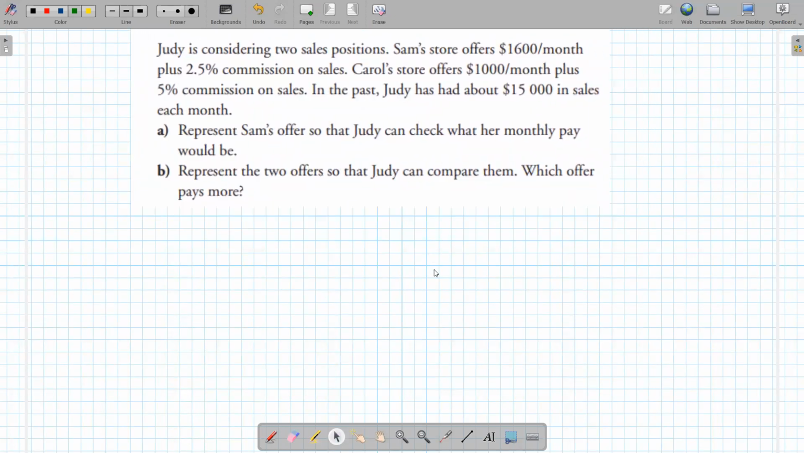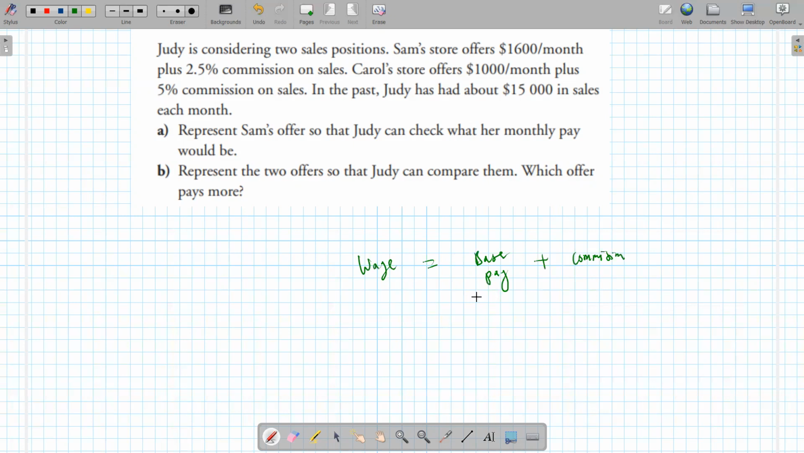Okay, so there's two positions that Judy can take. The first store, Sam's, offers $1,600 a month plus 2.5% on commissions. Okay, now we're talking about her combined wages. So the wage, how it works is you get a base pay. Okay, this doesn't happen in every job. This happens a lot in sales type of jobs, like retail, or if you've ever walked into Best Buy or the mobile phone stores, they have a base pay. And on top of this, that's why they're like so clingy. They want you to buy stuff because their wage is dependent upon the commission. So they get a chunk of how much sales they make.